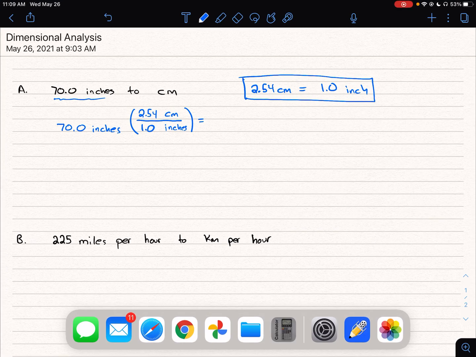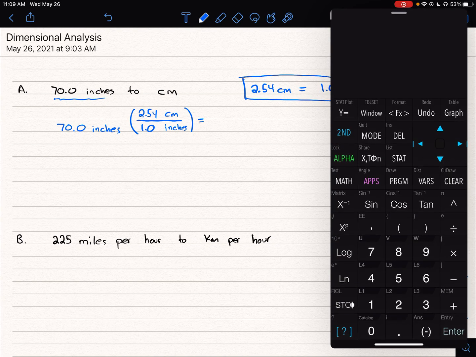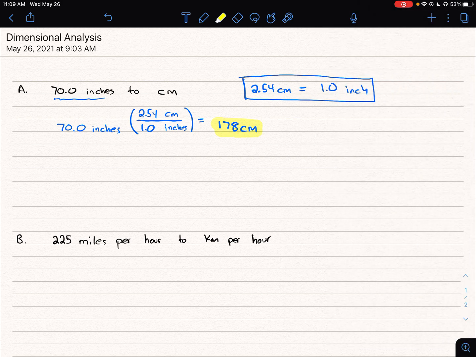And then we can multiply that out. If we want to see it on a calculator, here it is multiplied out. So 70.0 times 2.54, and we get 177.8. The last thing I'm going to do is round it to sig figs. We have 3 sig figs, and so I'm going to write this as 178 centimeters to the correct number of sig figs. And there's our first problem. When we look at this, we can notice our units cross off, inches and inches cross off, and we're left with centimeters.